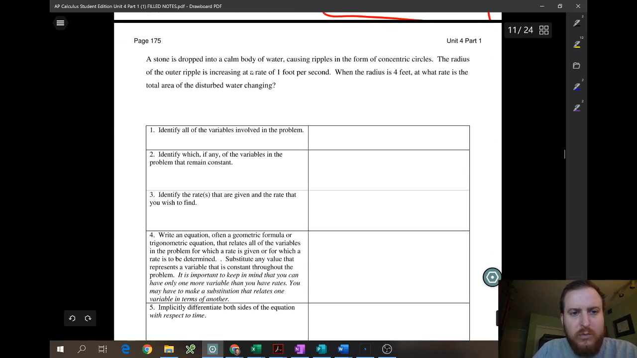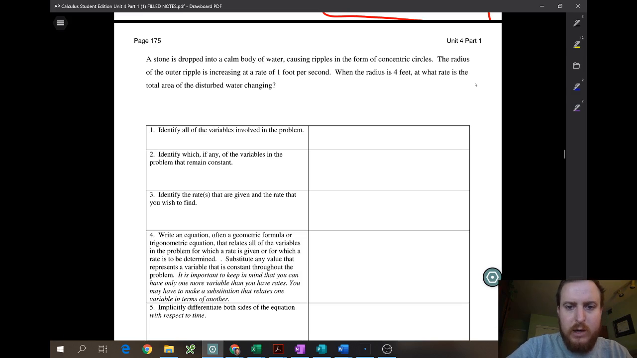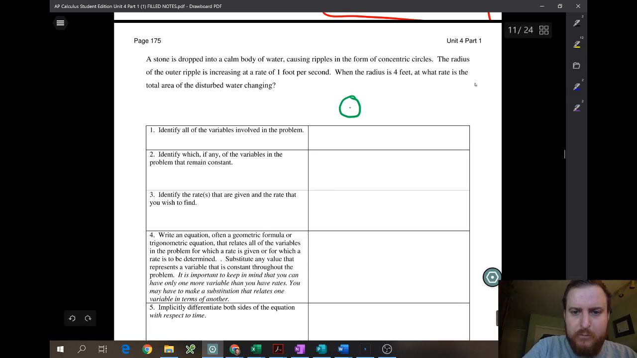Okay, next. A stone is dropped into a calm body of water, causing ripples in the form of concentric circles. A lot of times I'll draw my picture to kind of help me out. So we have a circle, and we know that circle is going to just be getting bigger and bigger and bigger. Concentric just means it has the same center. You don't really need to know that. Basically, you can think of the ripples in the water, the circles getting bigger and bigger. So the radius of the very outer ripple is increasing at 1 foot per second.